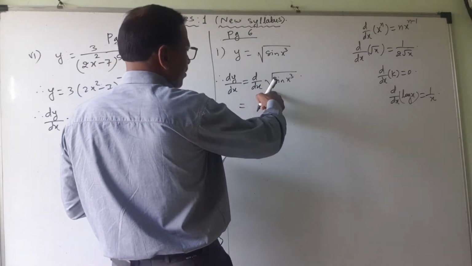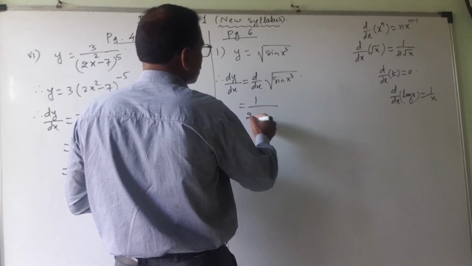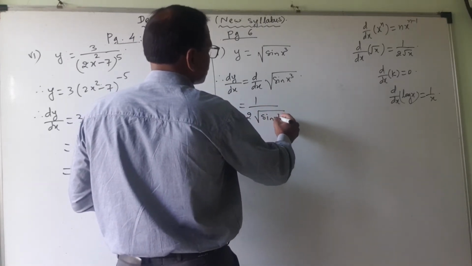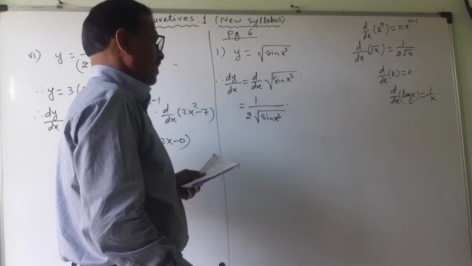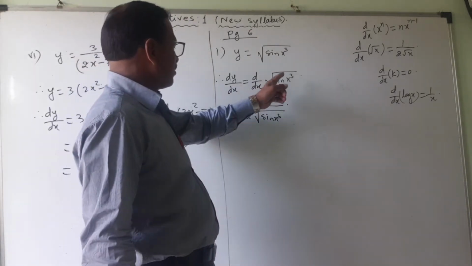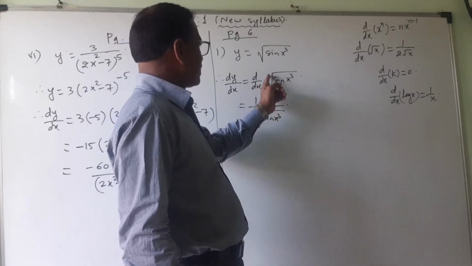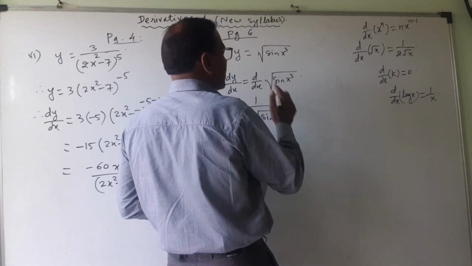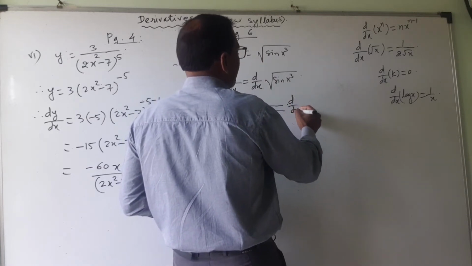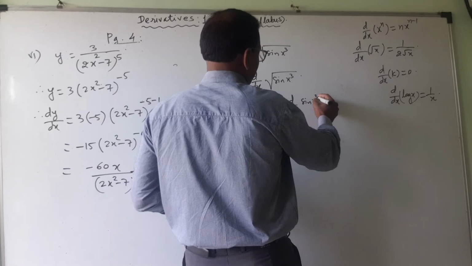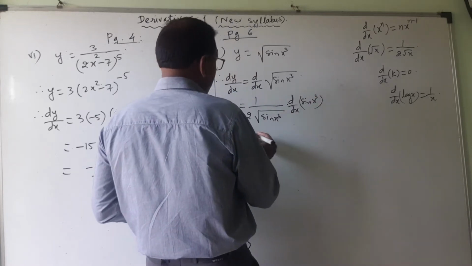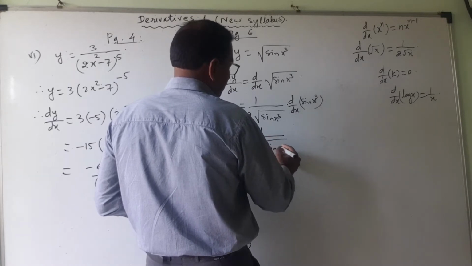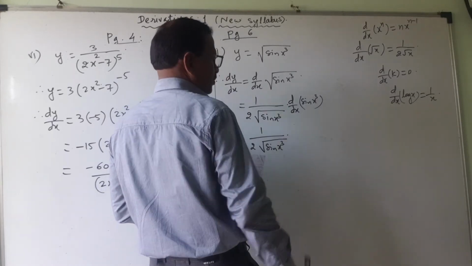Now the derivative of the root is 1 upon 2 root. What is in that root? Sine of x cube into. Now the derivative of this root is taken. Root is a function. Its derivative is taken. Now next I am saying is sine. So d by dx of sine x cube. That is equal to 1 upon 2 under root sine of x cube into.